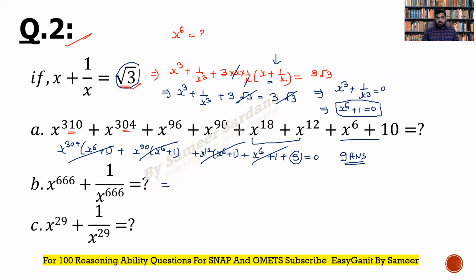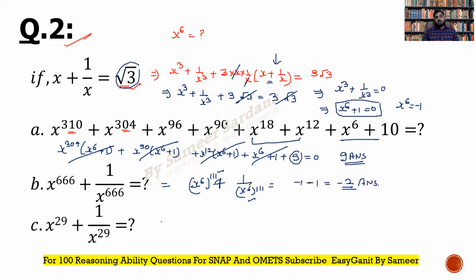Now look at this expression, guys. All you have to do is put the value of x power 6 equal to minus 1 to get the answer. This can be written as x power 6 raised to power 111 plus 1 upon x power 6 raised to power 111. Now x power 6 is minus 1, raised to an odd power will be minus 1. Here also minus 1 raised to an odd power will be minus 1. The final answer to the question will be minus 2.